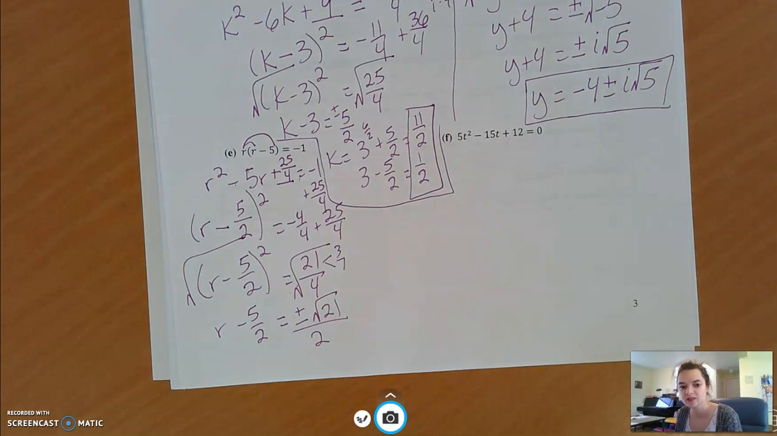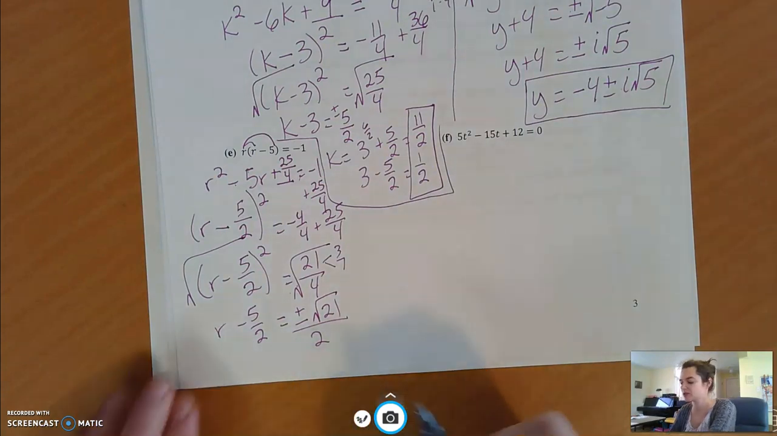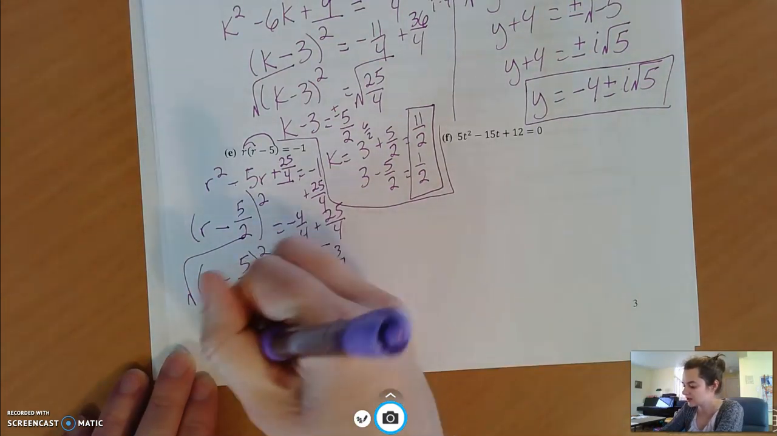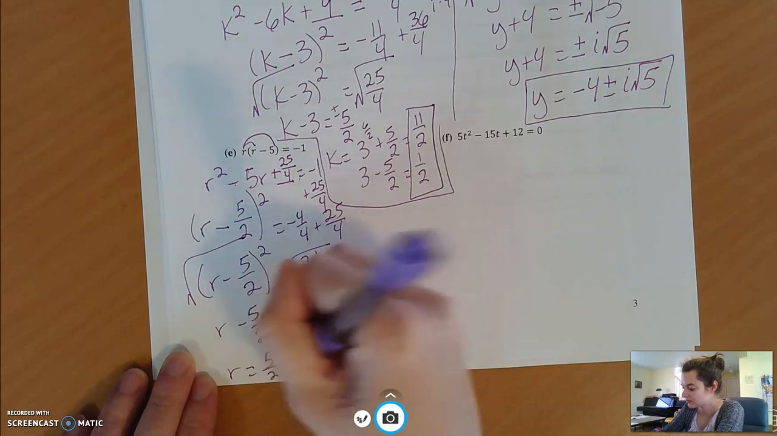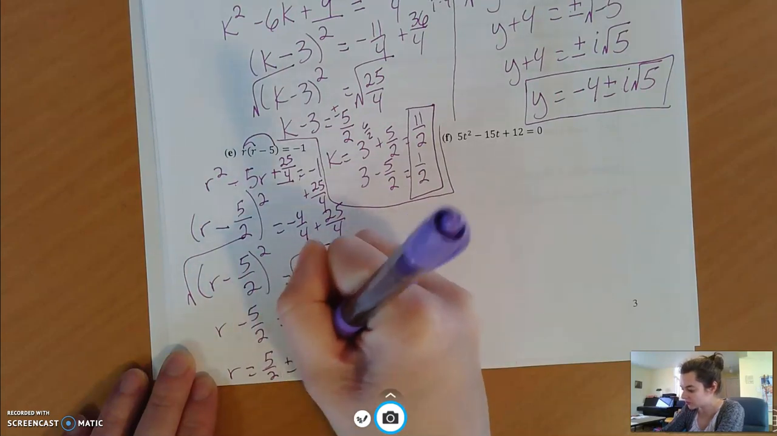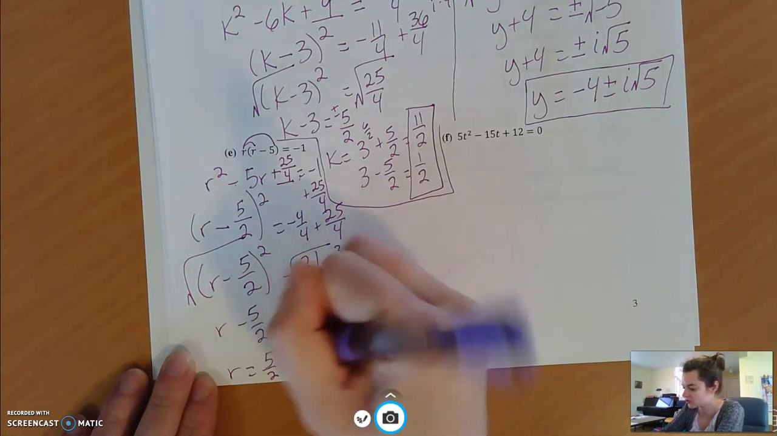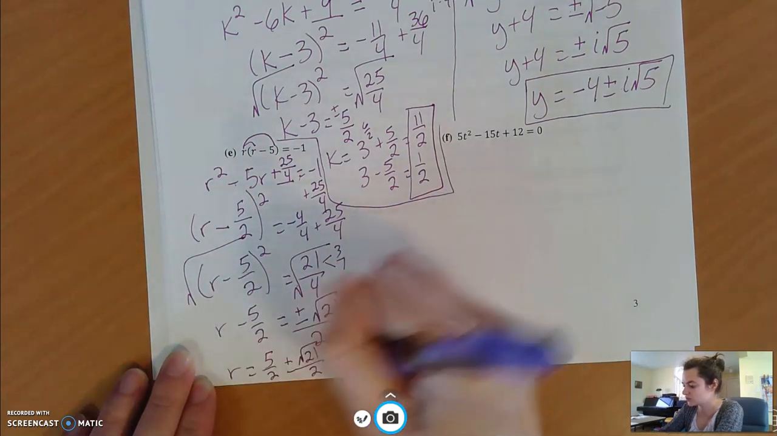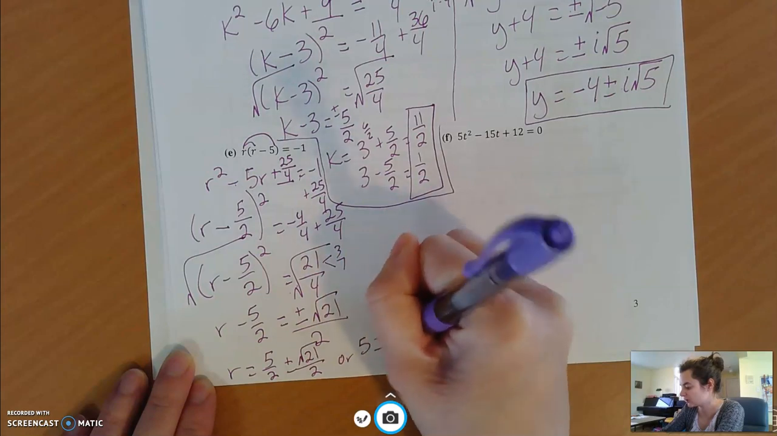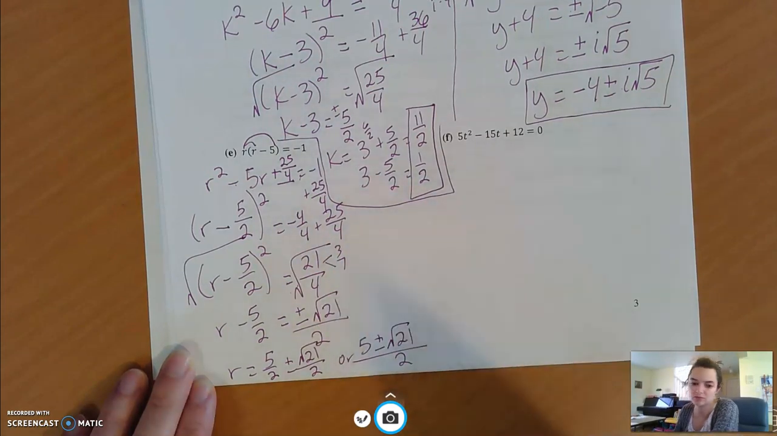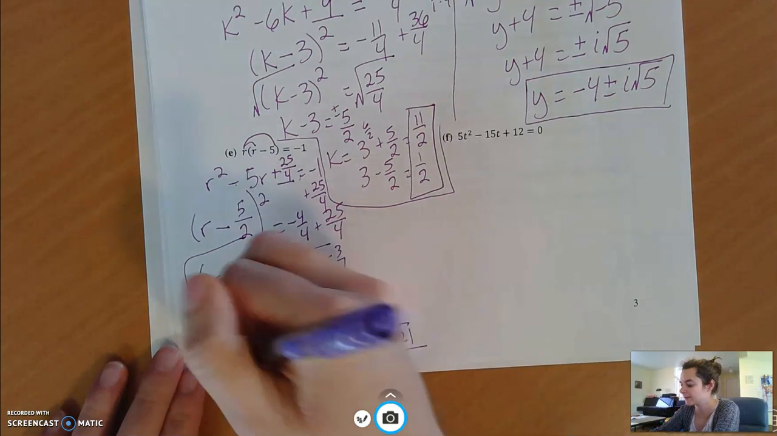Okay. Last but not least, let's get r by itself and add 5 halves to both sides. So r is going to equal a positive 5 halves plus or minus the square root of 21 over 2. Or if you want to write that as one big fraction, you could also do 5 plus or minus the square root of 21 all over 2. Both of those are fine. It's your pick.